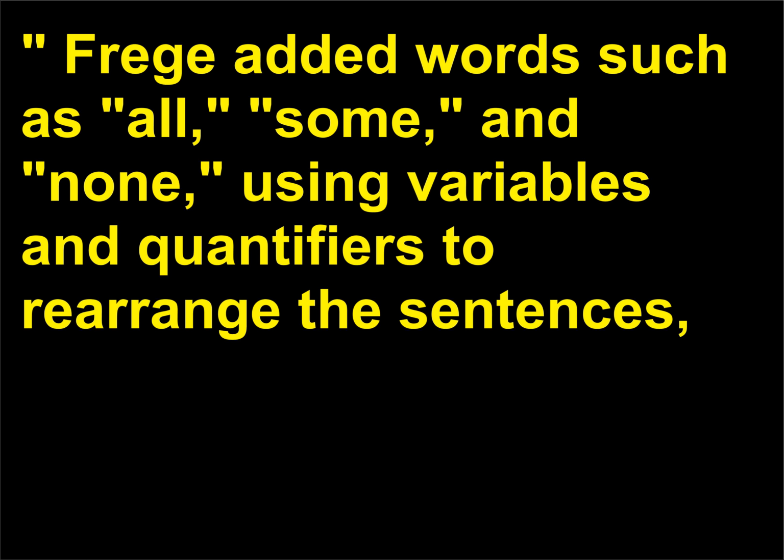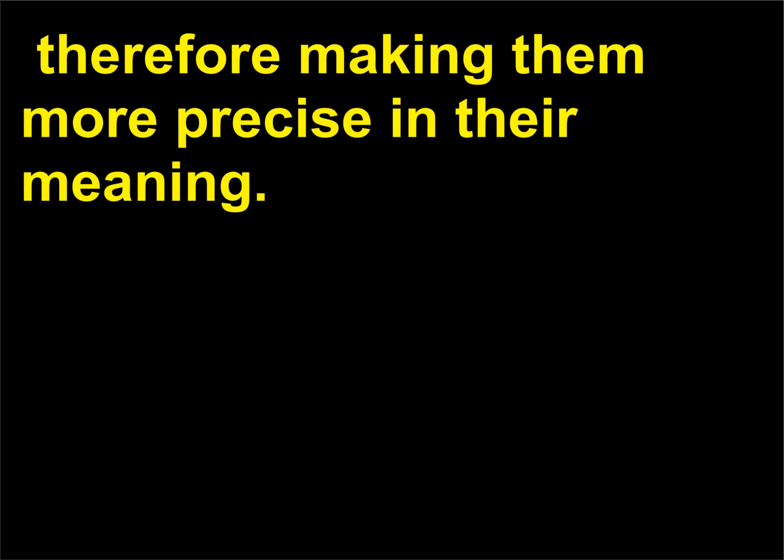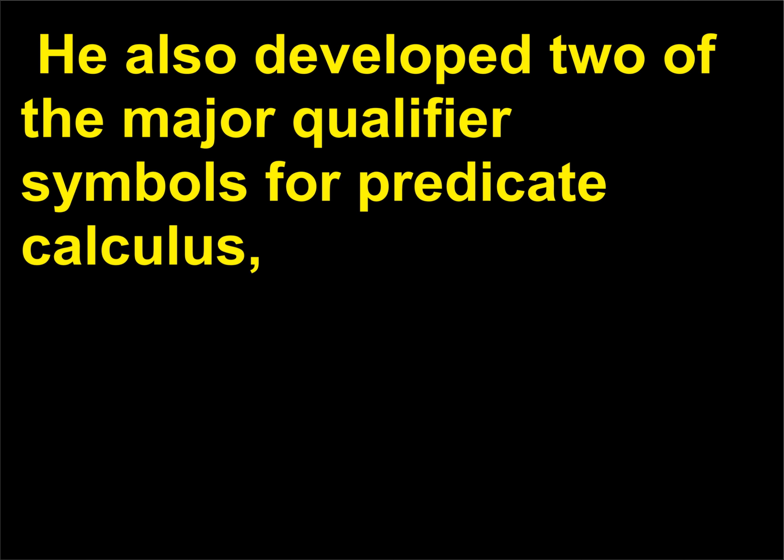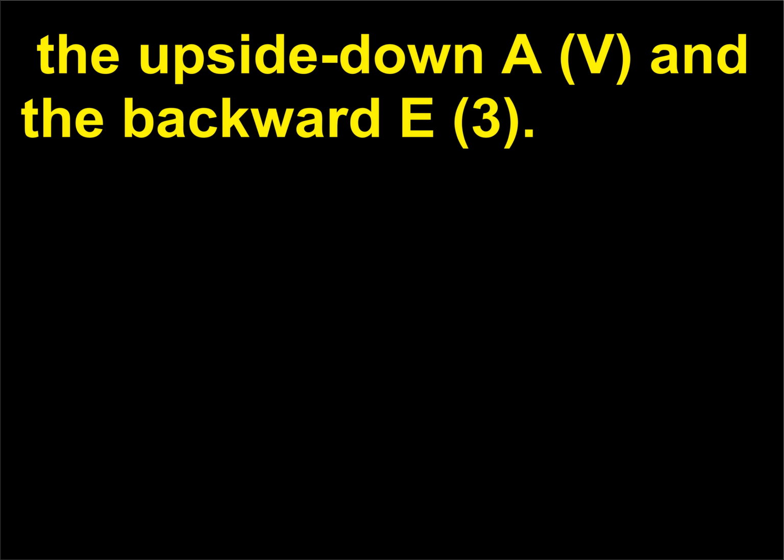Frege added words such as all, some, and none, using variables and quantifiers to rearrange the sentences, therefore making them more precise in their meaning. He also developed two of the major quantifier symbols for predicate calculus: the upside down A, ∀, and the backward E, ∃.